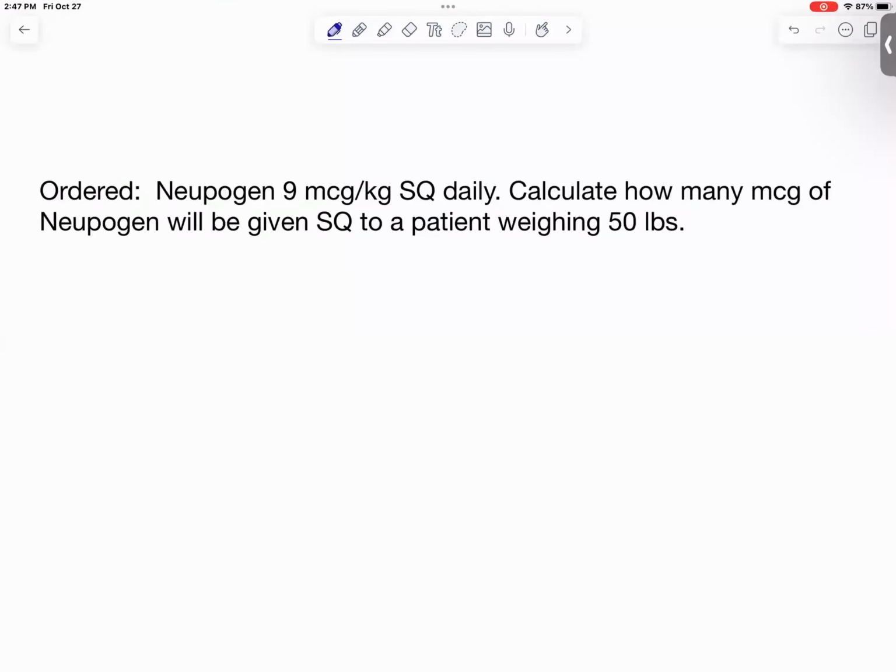Now, if you wouldn't mind doing this one. All right, let's solve this. Cool. So the order is for Neupogen, 9 micrograms per kilogram subcutaneous every day. It's telling you to calculate how many micrograms you're going to give. So that's your wanted. They need to know how many micrograms of Neupogen you will give sub-Q to the patient, and he weighs 50 pounds. So cool. We know we're solving for micrograms.